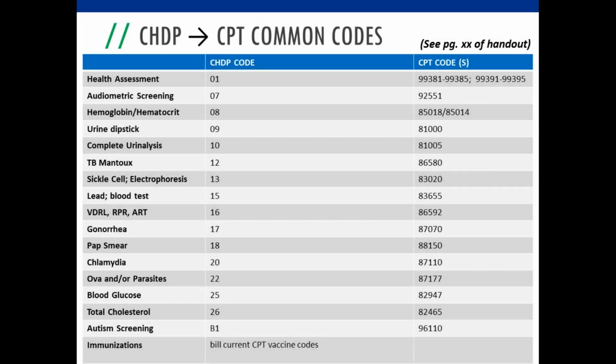This slide has a demonstration of the most common CHDP to CPT codes in the conversion list. Again, the link for the full conversion list is located at the end of this presentation and on the resource document. You can also find this on the Medi-Cal website underneath the CHDP transition information.